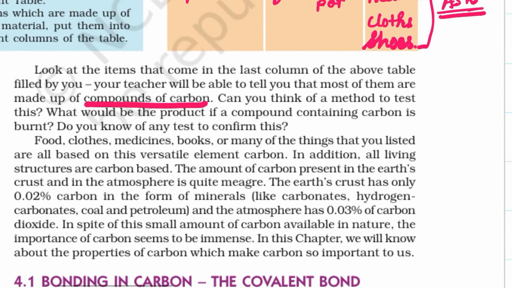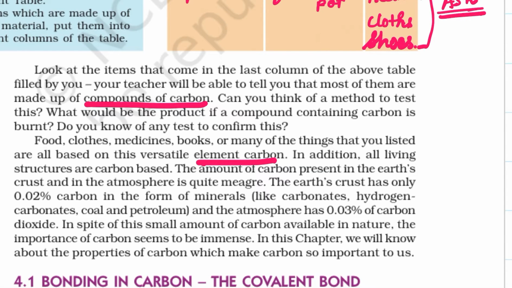So food, clothes, medicine, books, or many of these things that you listed are all based on this versatile element carbon. In addition, all living structures are carbon based. When our body gets burned after the death of any organism or human being, we know that what remains back is ash. So this also shows again that our body is also made up of carbon.